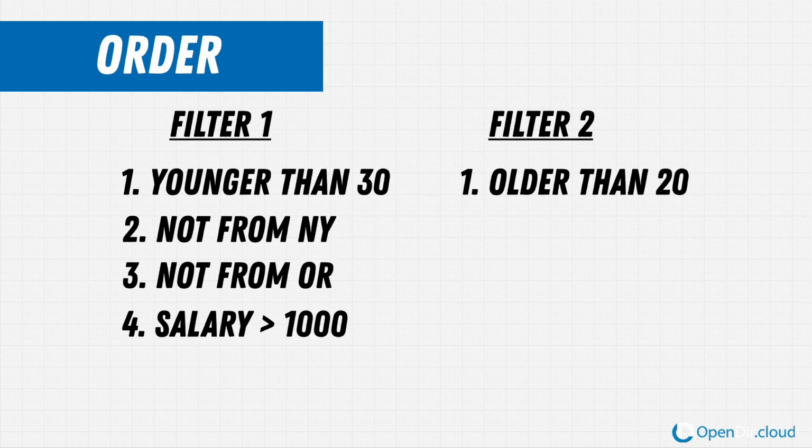We're going to have two filters going on. Filter one is going to say, well, if you're younger than 30 and you're not from New York and you're not from Oregon and you have a salary larger than 1,000, then I'm going to give you back results. And then filter two is going to say, well, if you're older than 20 in general, I'm going to return you. And so those two streams are going to merge and you're going to get results back from both. So there's two distinct filters going on here.